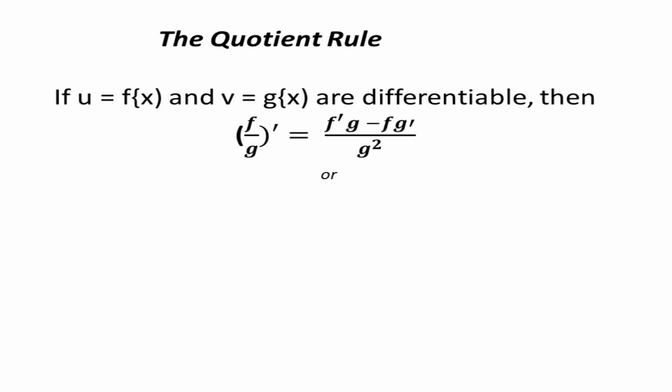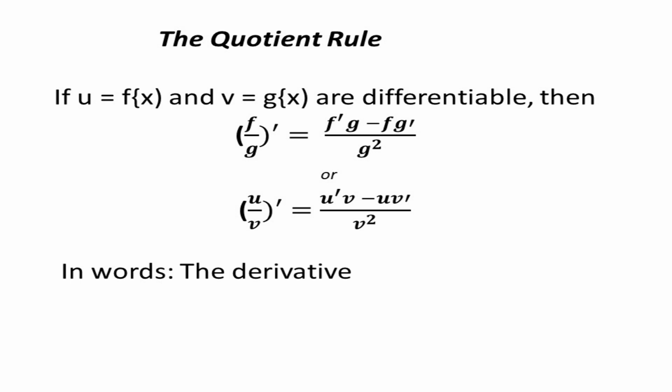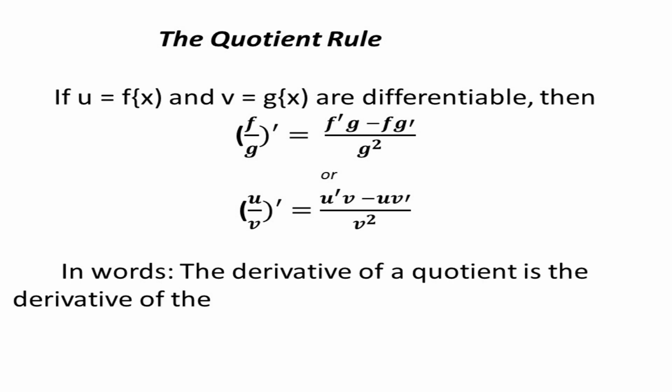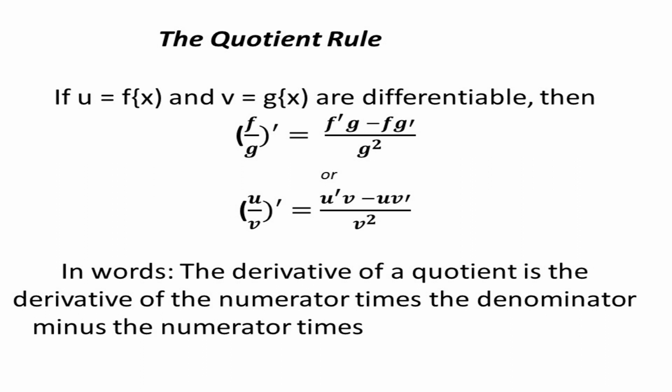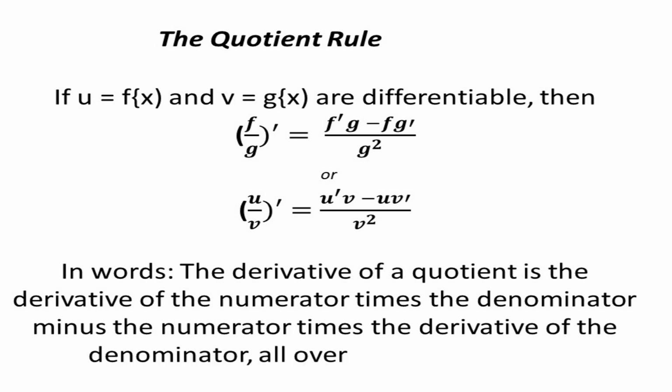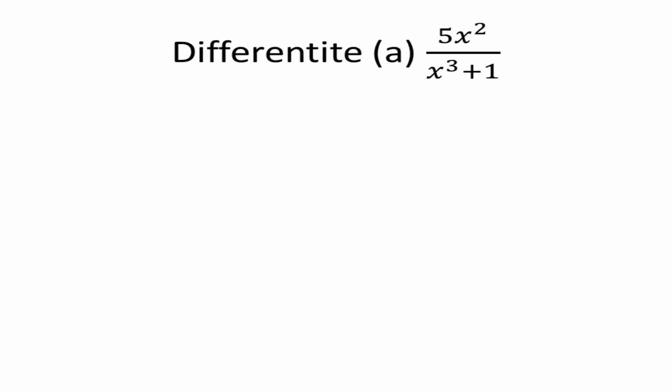According to quotient law, when differentiating the quotient of two functions which are differentiable, we multiply the derivative of the numerator by the denominator. Then we subtract the numerator multiplied by the derivative of the denominator. Let's demonstrate this by this small example.